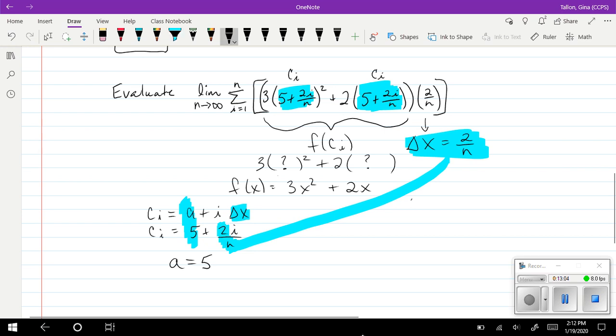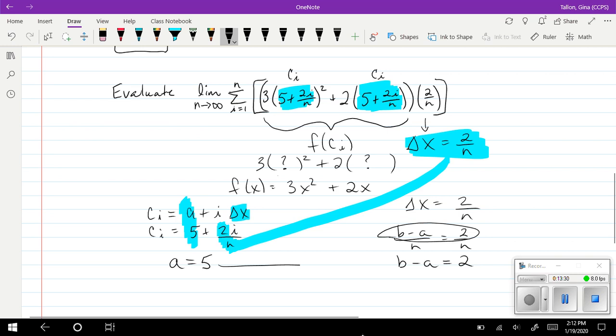Now this delta x has a formula. Let me see, 2 over n. Delta x has a formula as equaling b minus a over n. So if b minus a over n is the formula for delta x, well then b minus a over n has to equal 2 over n. My denominators match, therefore my numerators must match, and I know that b minus a has to equal 2.